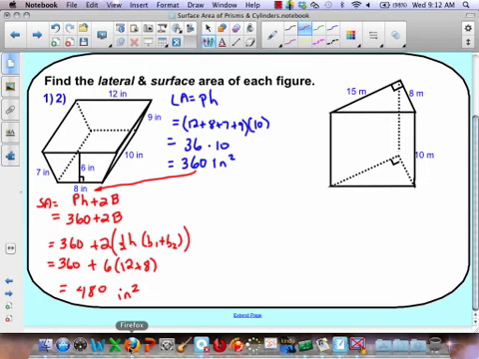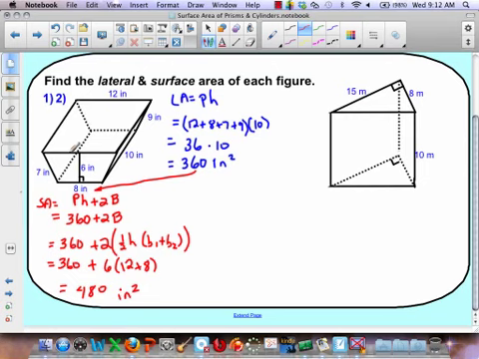Yes? For when you're finding the lateral surface area, were you finding the perimeter of the trapezoid? Perimeter of the trapezoid, yep. Perimeter of the base. No. The P here represents the perimeter of the base.